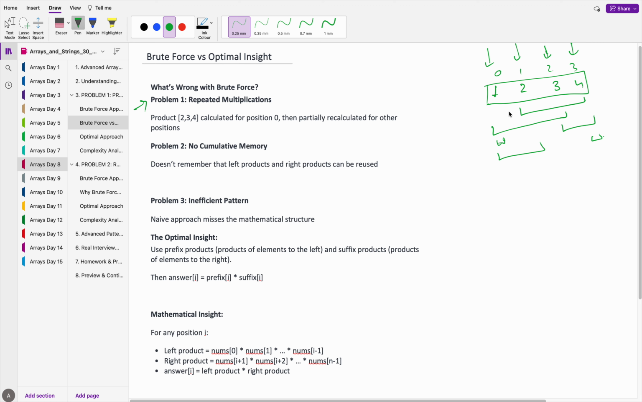And you can see a lot of overlaps. Too many repeated calculations here. So that's why it is not very optimal.